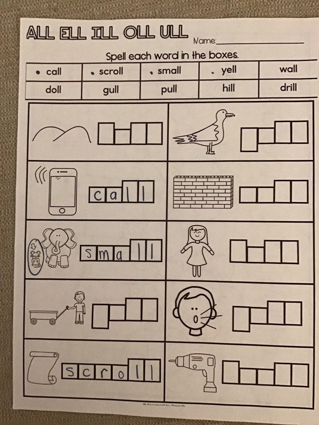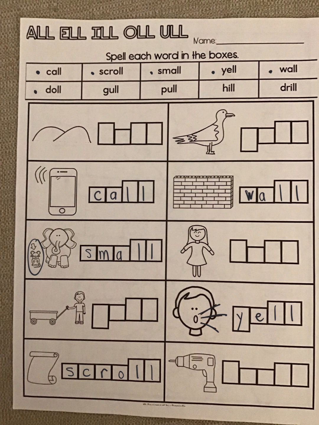Our next word is yell. Look at the boy. He's about to yell. Y-ell. Our fifth word is wall. W-all. Wall.